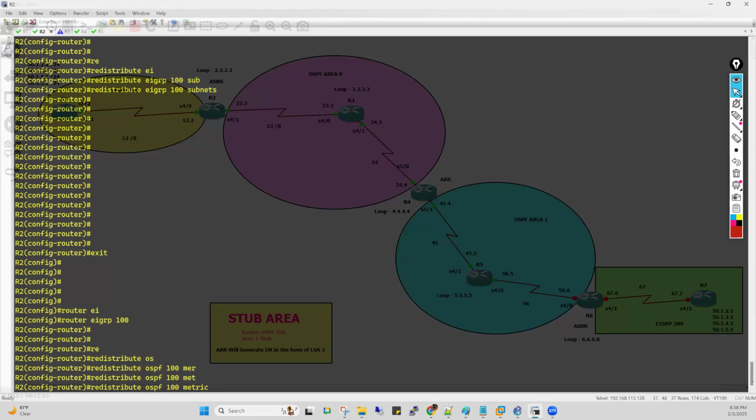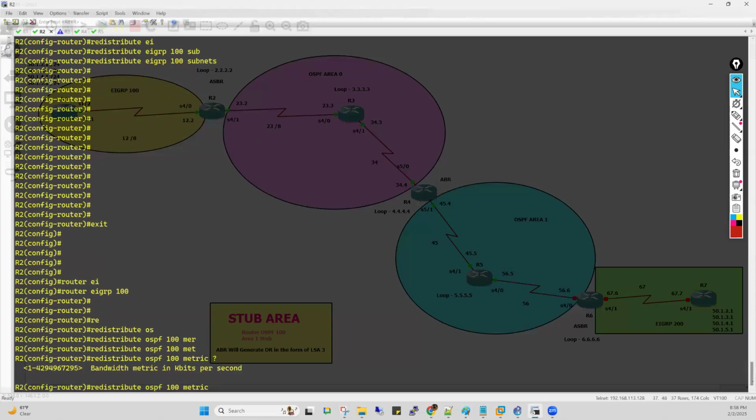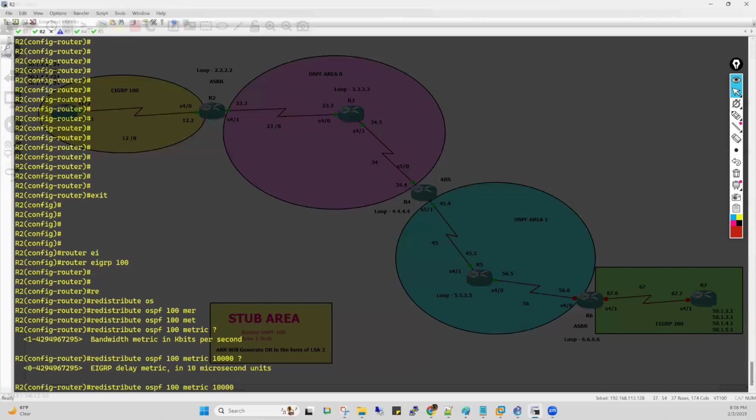So guys, here we need to set the metric. In EIGRP, we need to set the metric manually, because EIGRP is using different criteria. I press the question mark. Now I am getting bandwidth, so it is telling me to set the bandwidth. I am setting bandwidth, for example, 10,000. I press the question mark again. It is telling me to set the delay. I am setting delay, for example, 10,000.